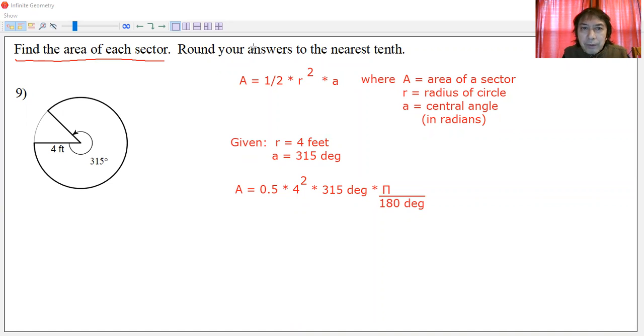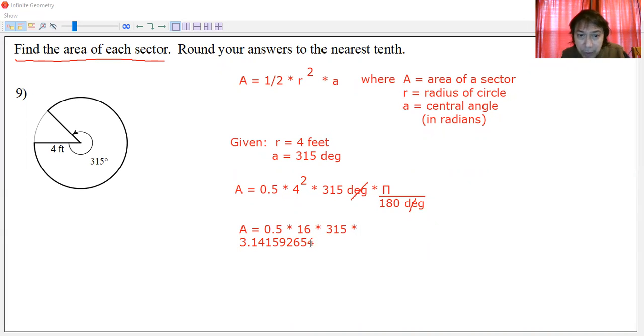Degrees cancels out with degrees. So we have the numbers like this. Let's remove the units. We now have area of a sector is 0.5 times 4 squared, which is 16, times 315 times pi, which is 3.141592654.